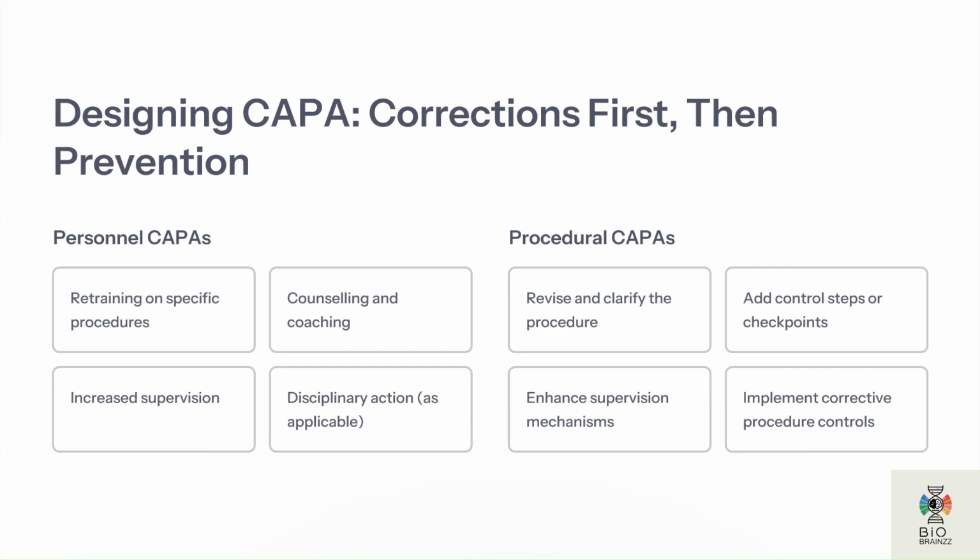CAPA stands for corrective and preventive actions. Corrective actions address the immediate problem. Preventive actions ensure the problem does not happen again. Personnel related CAPAs mainly include retraining, coaching and counseling, increased supervision, and performance monitoring. Procedural CAPAs may include revising SOPs, clarifying instructions, adding checkpoints, improving review processes, and strengthening process controls. The best CAPA programs balance immediate correction with long-term prevention. The focus should always be on eliminating root causes rather than treating symptoms.